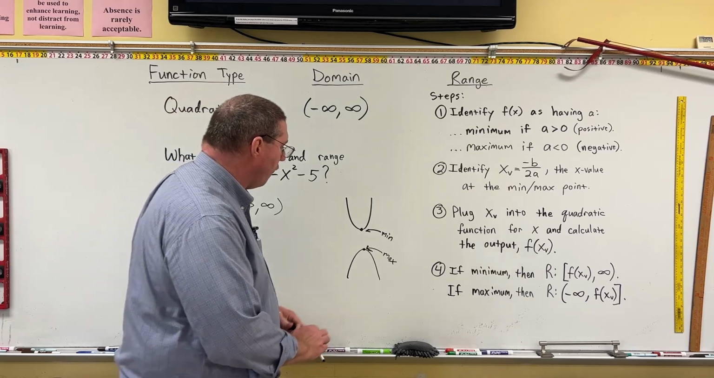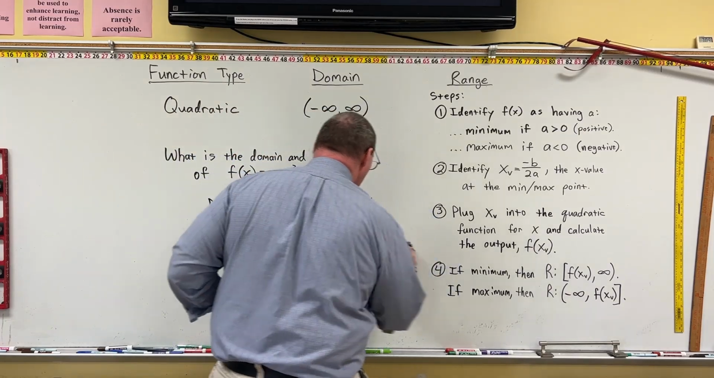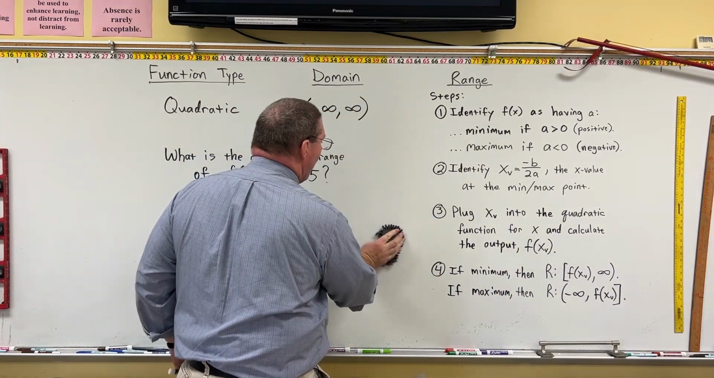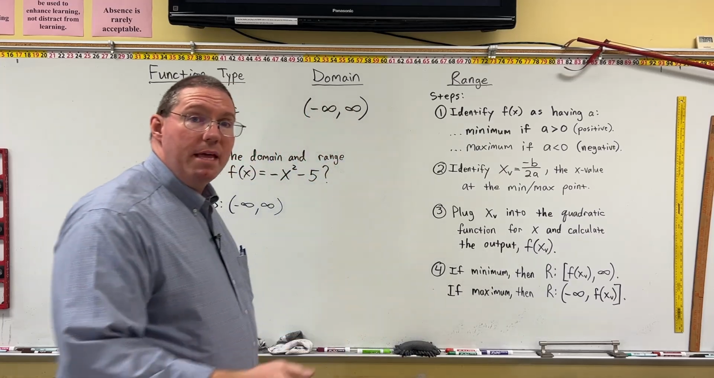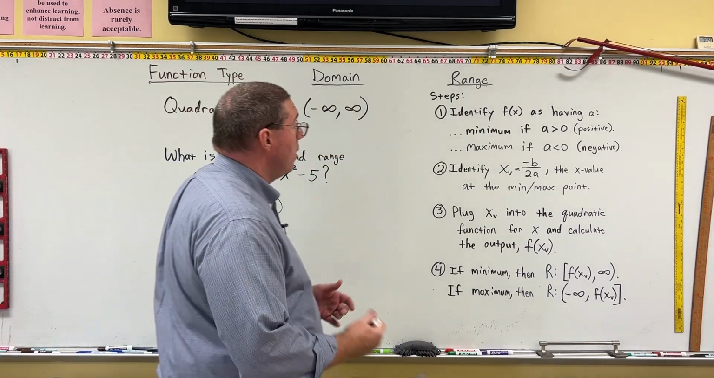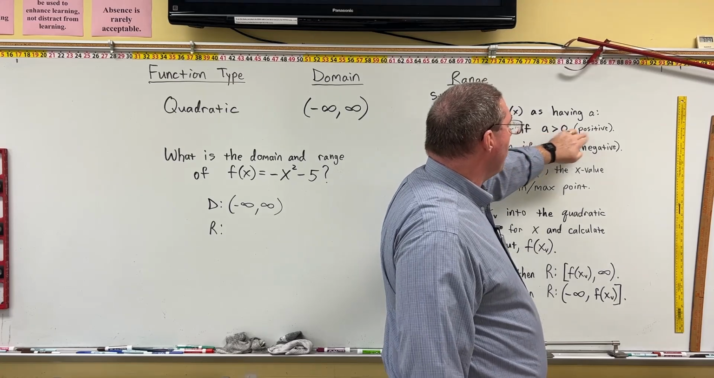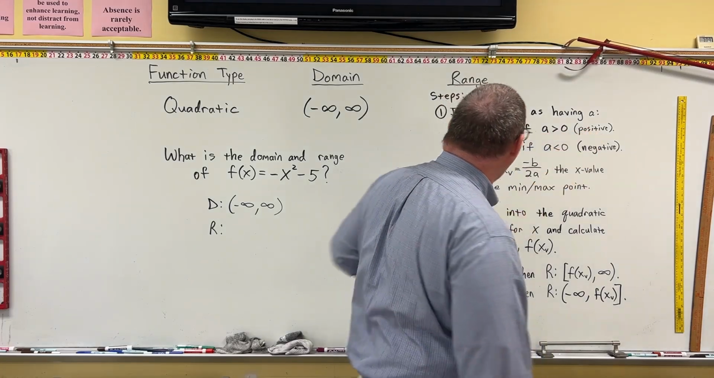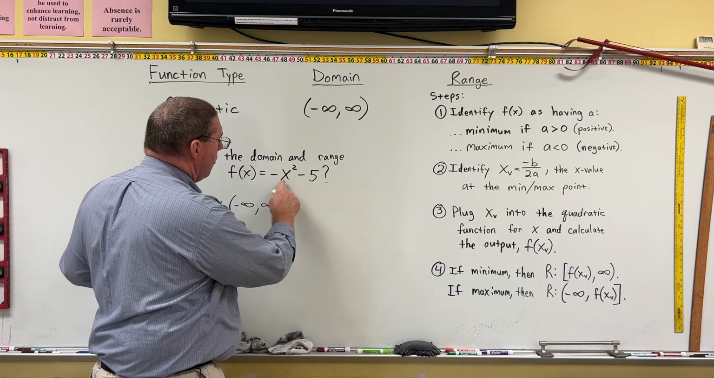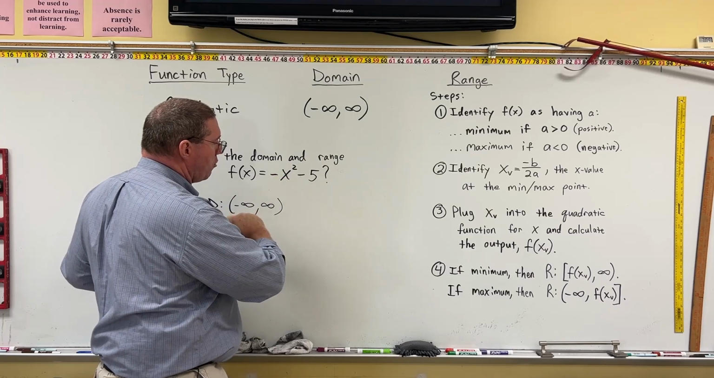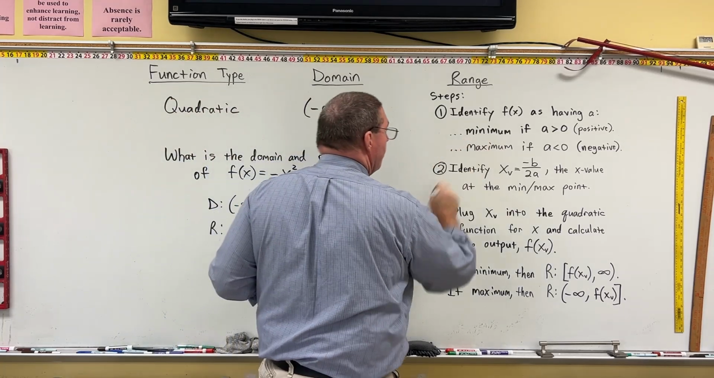And so the first thing we have to do is identify whether our quadratic has a minimum or a maximum. Well, I can tell you it's going to be a minimum if the a value is greater than 0, meaning if it's positive. If on the front of your x squared there's no negative, if it's a positive x squared, then you're going to have a minimum.